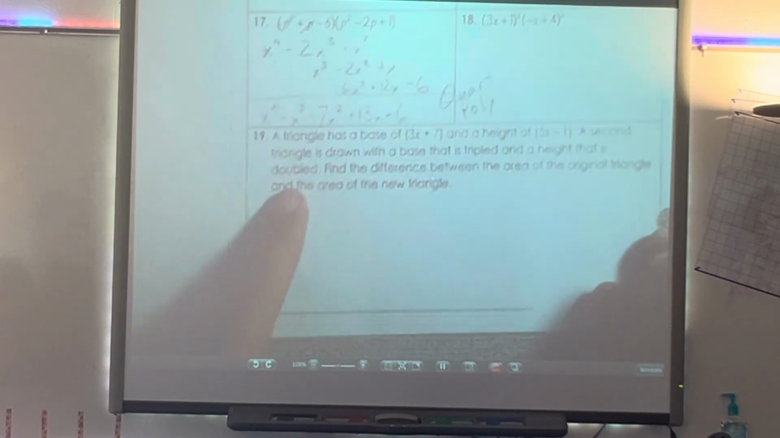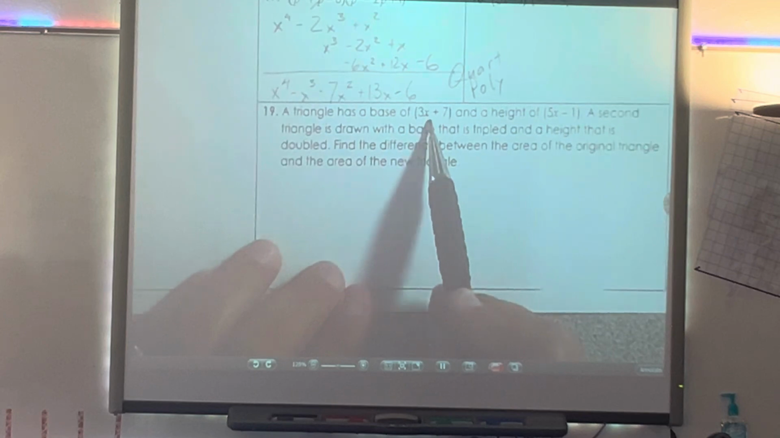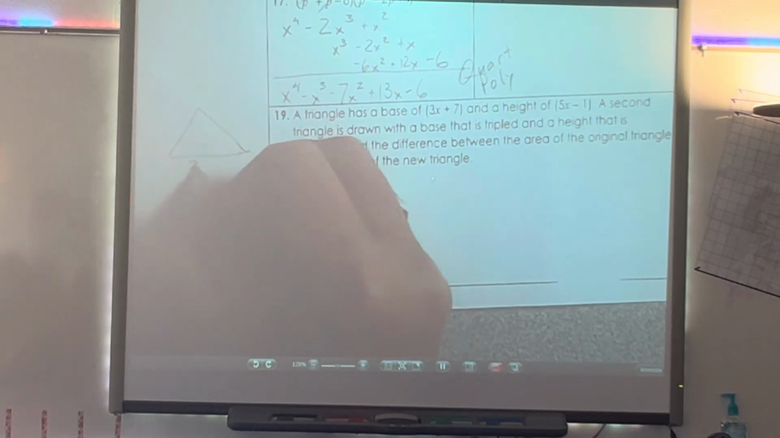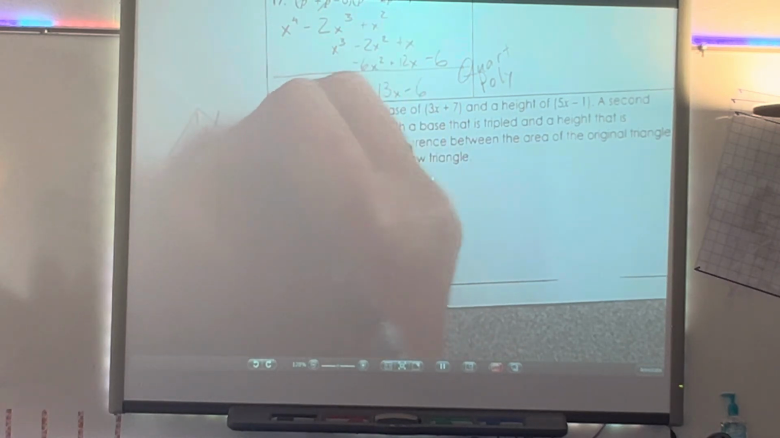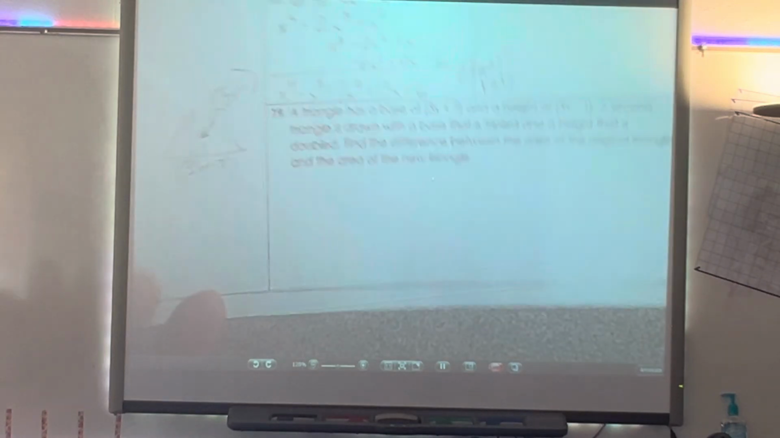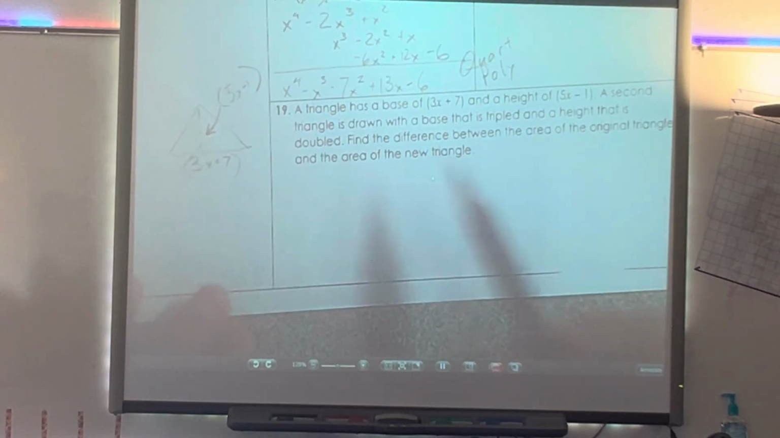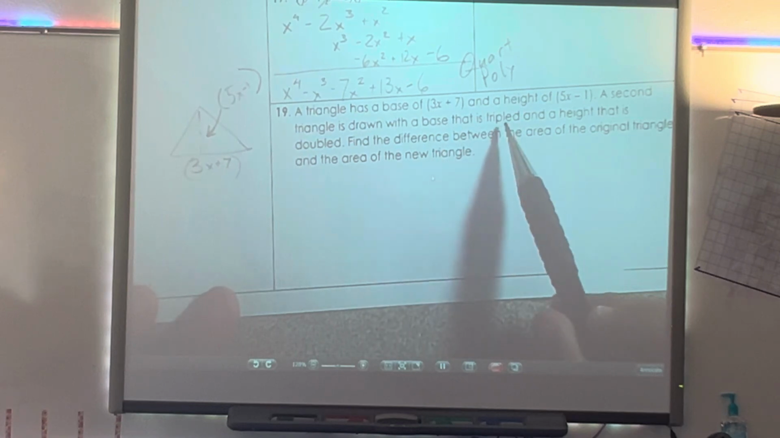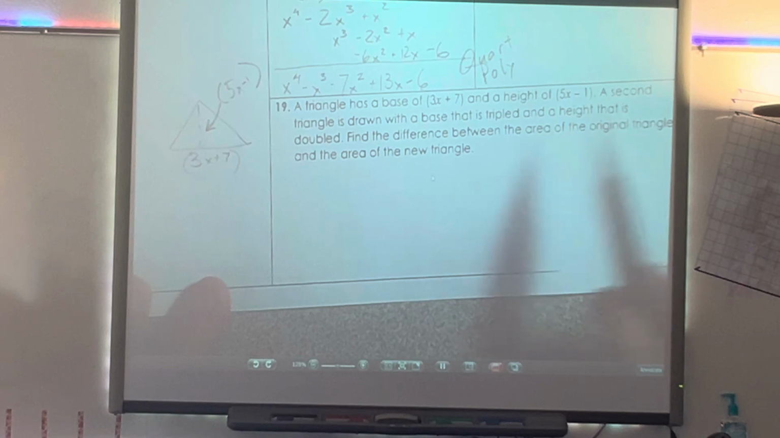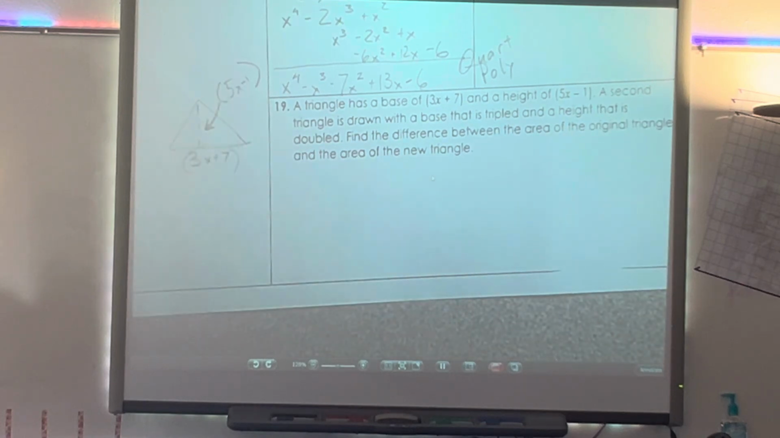This one right here, they give us a triangle with a base of 3x plus 7, and then a height of 5x minus 1. I'm going to work this all the way up to make sure you're okay. And then it says a second triangle is drawn with a base that is tripled, and then the height is doubled, which means you have to put a 3 in front of that and 2 in front of that. I think y'all will be fine there.